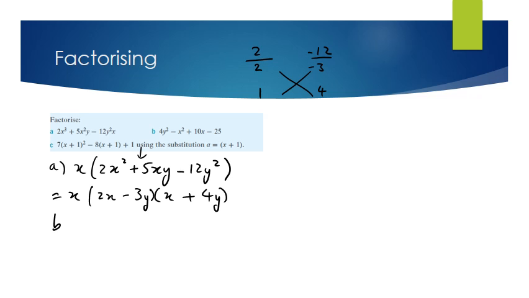Alright, part B. This one we can factorize in 2's. So if we do the first two, we have 4y squared minus x squared. So then we must have 2y minus x, 2y plus x. And then the other part we have 5 that we can take out, which then gives us x minus 2.